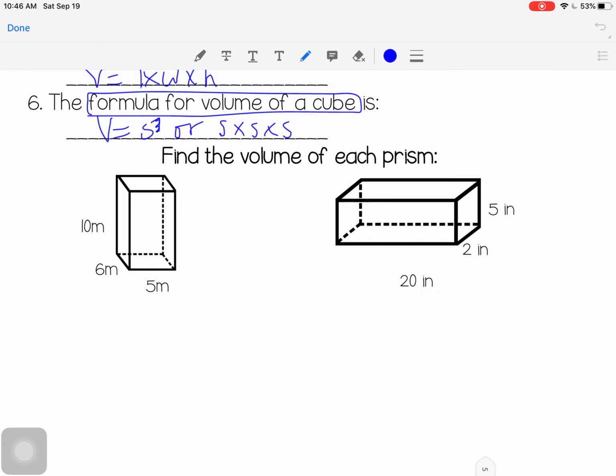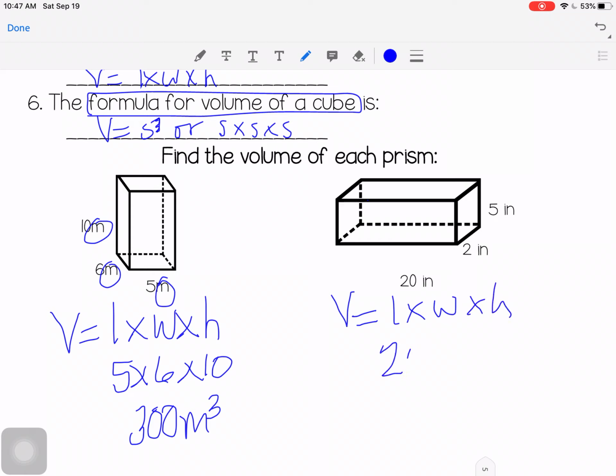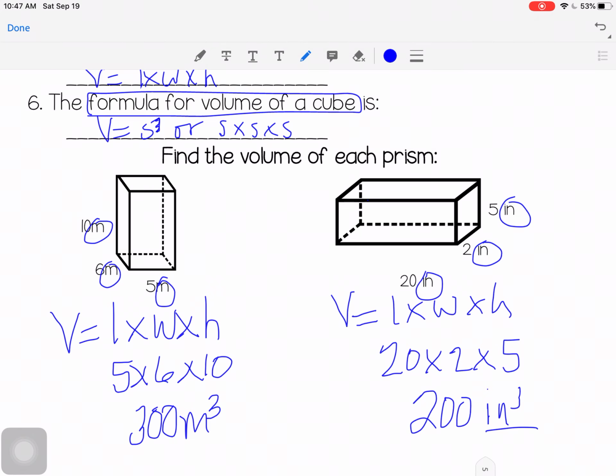All right, so our formula is volume equals length times width times height, which is 5 times 6 times 10, which is 30 times 10, which is 300 meters cubed. Meters times meters times meters. All right, and then for this one, volume equals length times width times height. So we're doing 20 times 2 times 5, which gives us 40 times 5, which is 200 inches cubed, because we're doing inch times inch times inch, inches cubed.